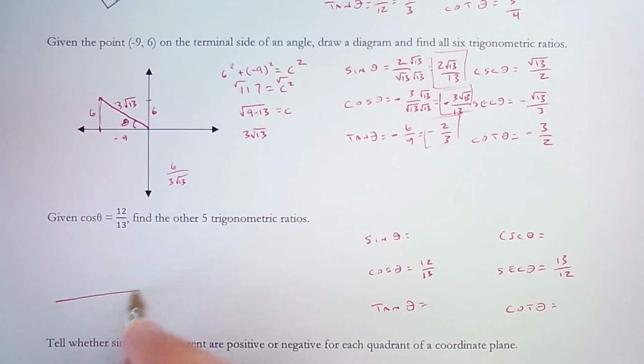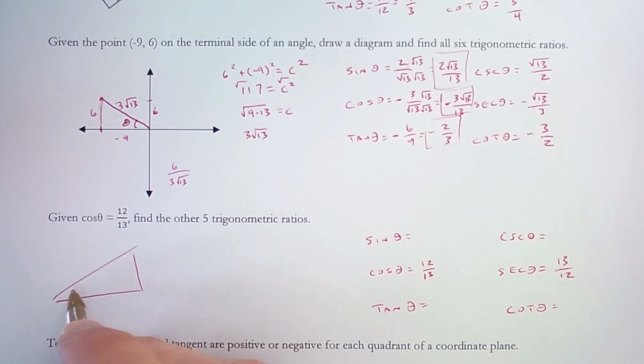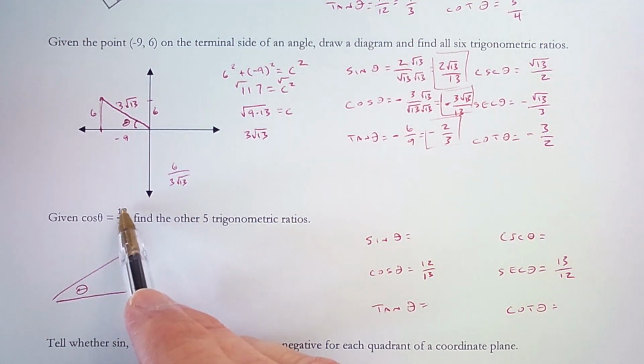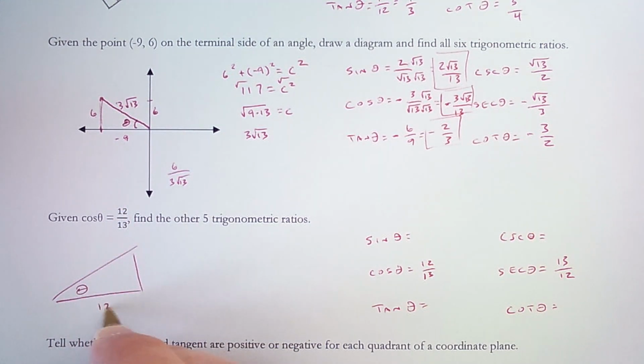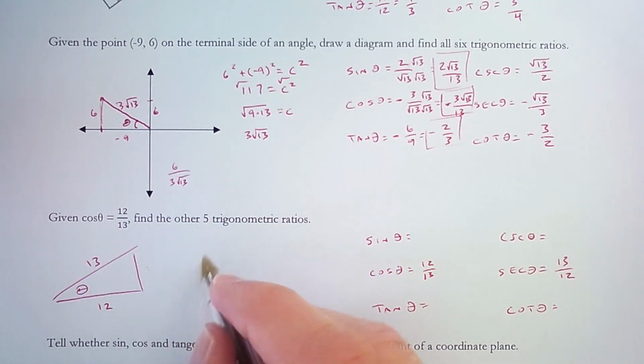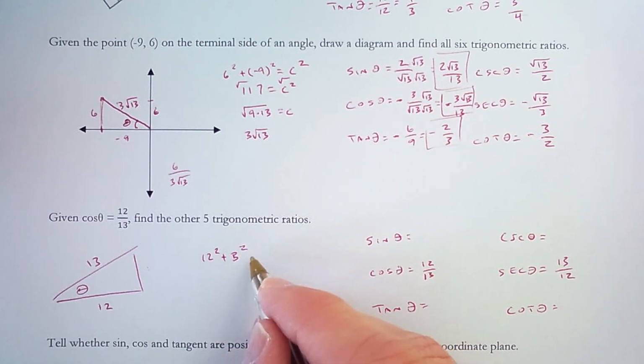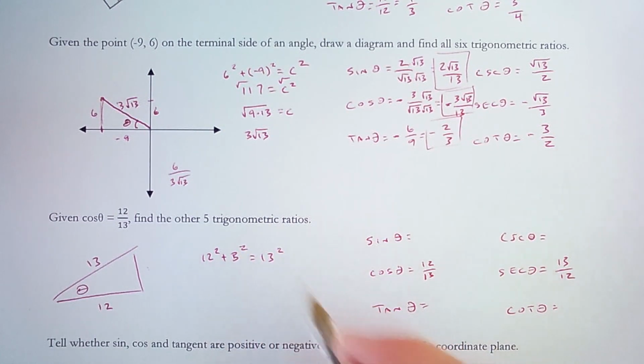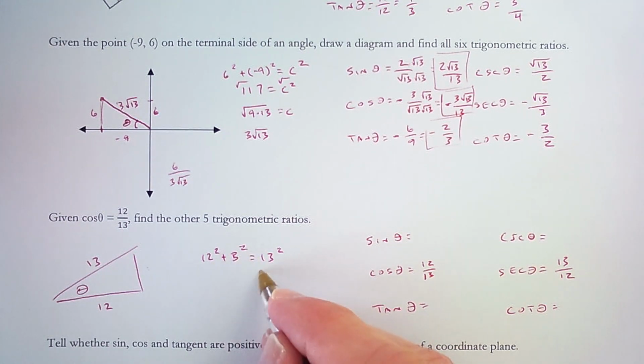Okay, so let's draw a triangle for this one. And we'll put theta here and say if cosine is 12 over 13, then that's adjacent 12, 13 hypotenuse. And we'll find this missing leg. 12 squared plus the other leg, we'll call it b squared, equals 13 squared. So to get b squared by itself, first I will subtract 12 squared.